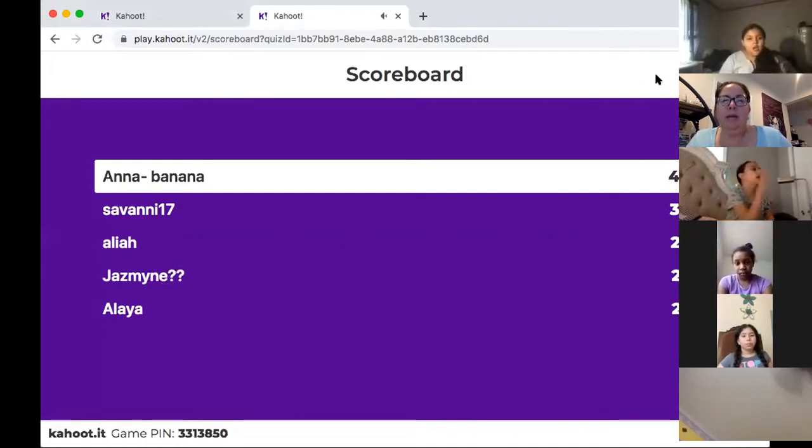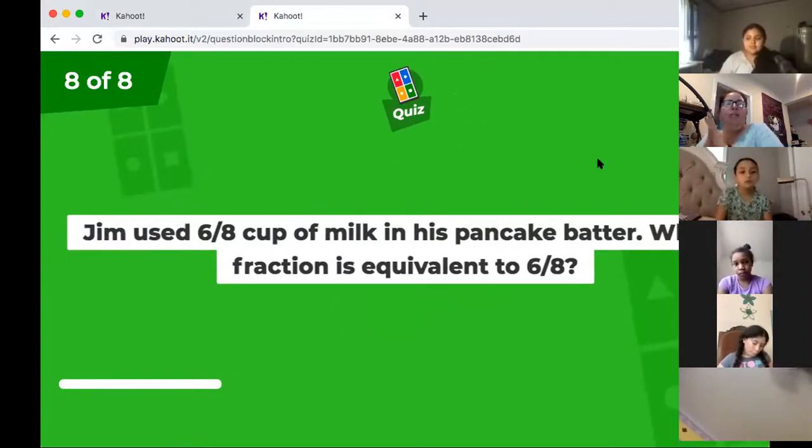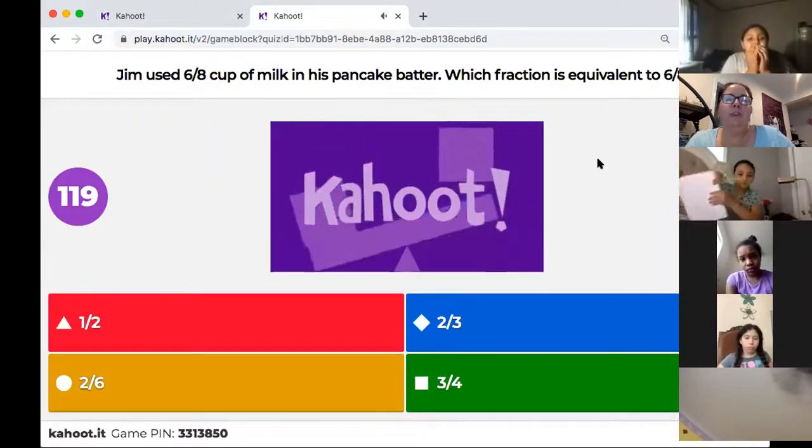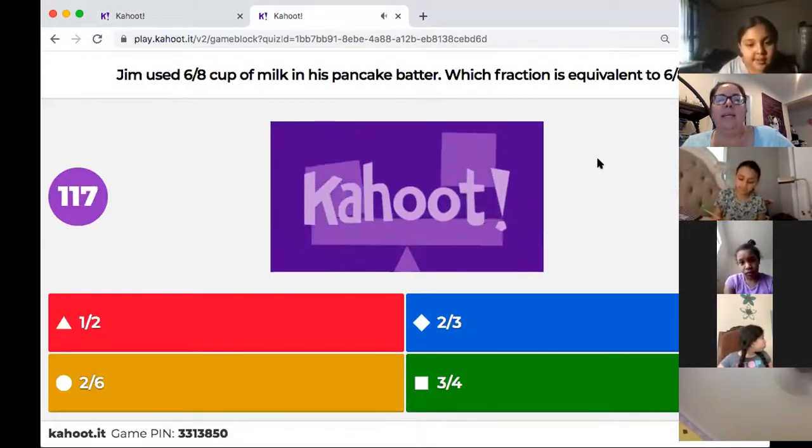Ooh, Aaliyah moved on up. And this is it. Tim used 6/8 cup of milk in his pancake batter. Which fraction is equivalent to 6/8?